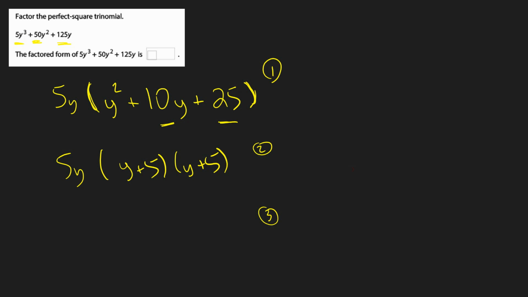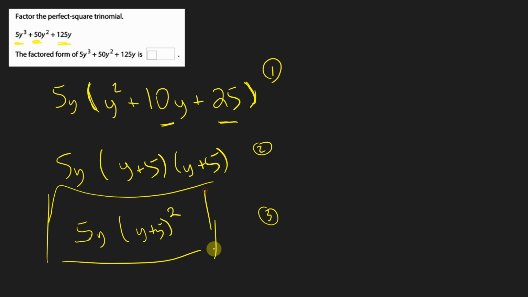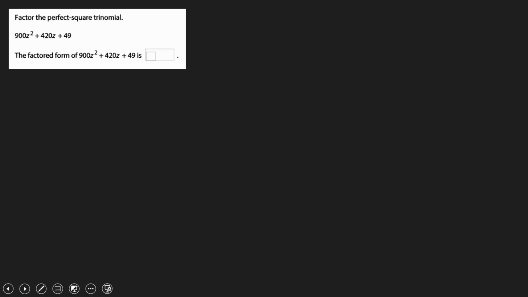But the last thing I'm going to do is I'm kind of condense what I have. So the 5y I'm going to leave, but I'm going to rewrite y plus 5 as y plus 5 squared because I'm multiplying it by itself 2 times. So let me just make this a little bit nicer. That's a 5. It's 5, and I'm going to box that off. That's my answer. That's all there is to it. So that's how you factor a trinomial like this. Now let's move on to the next problem.